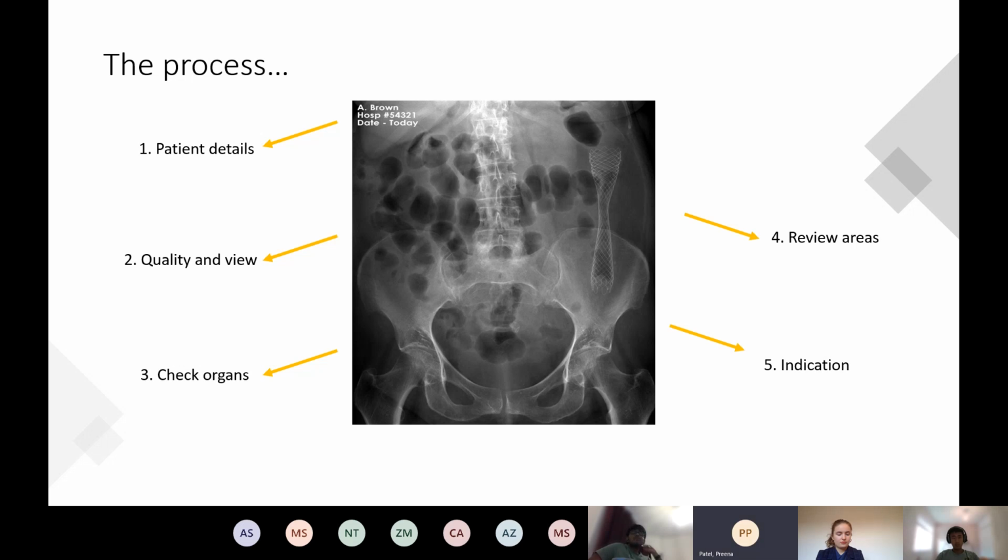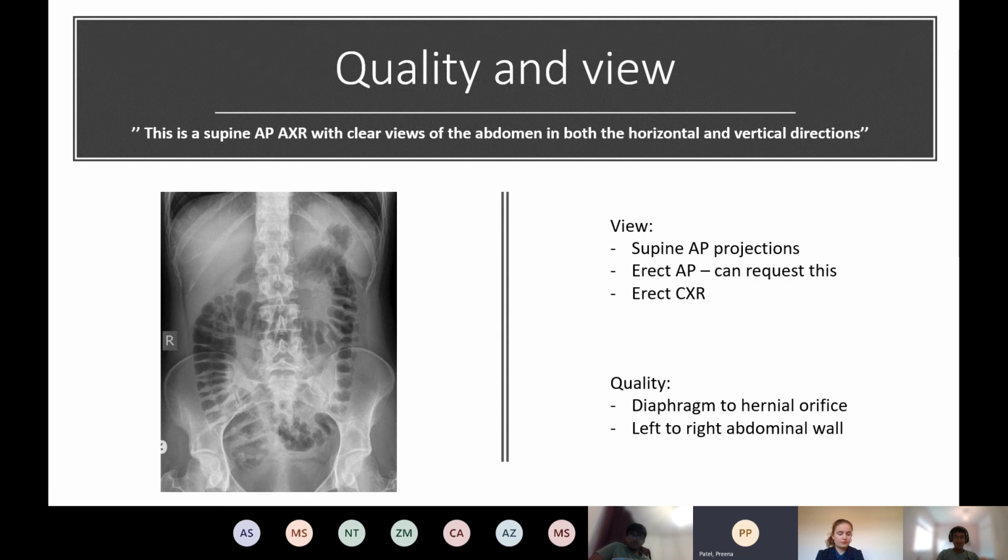And then the last thing is, after you've done all of that, go back and see why they actually had the X-ray in the first place, see if what you're finding matches up with their symptoms. This is especially important for Abdo X-rays because half the time you can kind of guess from the indication, from their symptoms, what's wrong with them. So does anyone have any questions before I carry on? Okay, no, cool. So we'll start with quality and view.